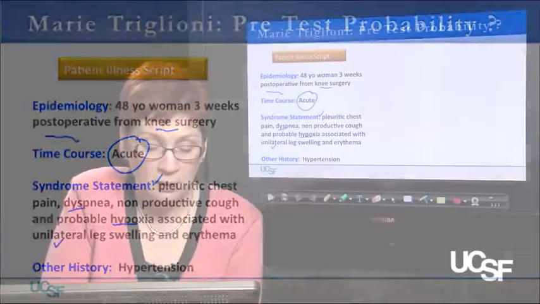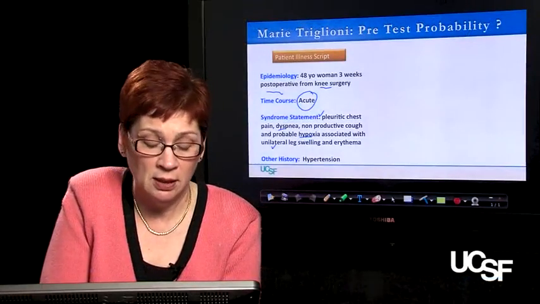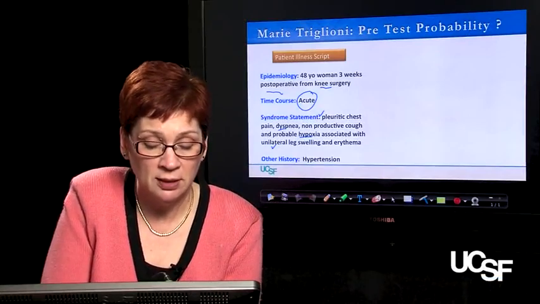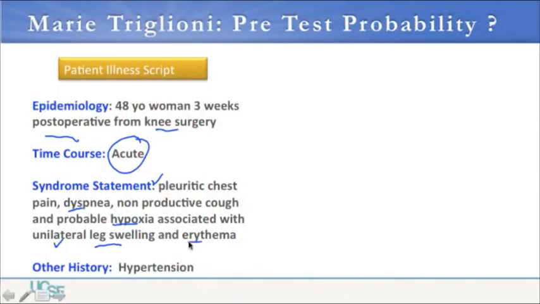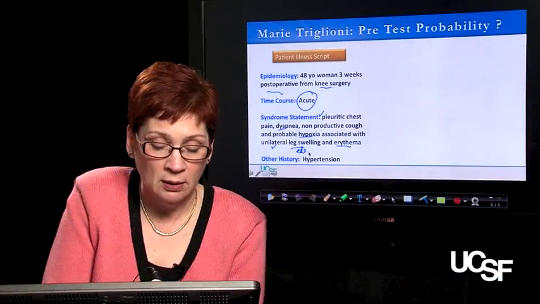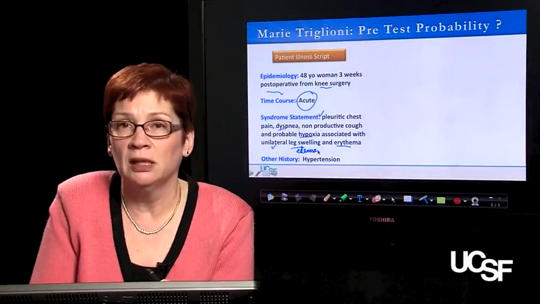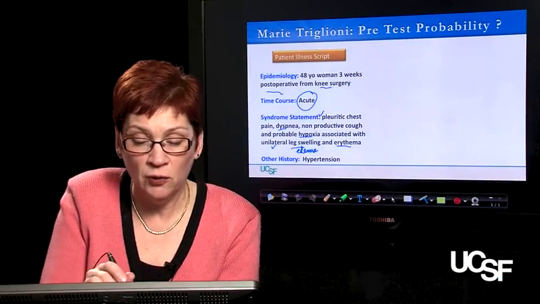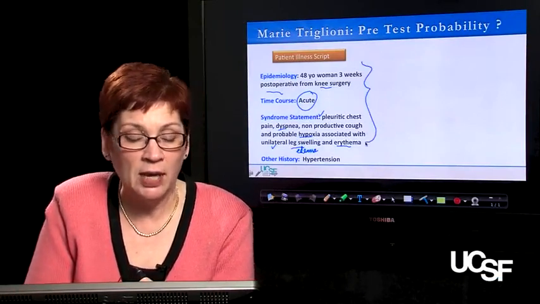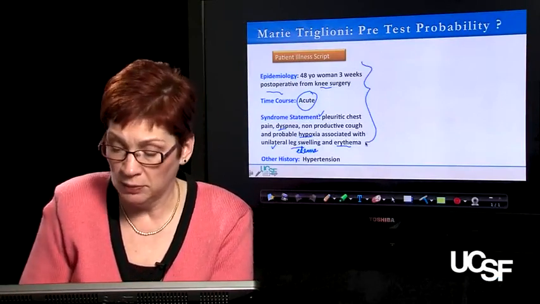Associated with unilateral, distribution-based processing, leg swelling and erythema. And we could call this edema if we wanted to process a little bit more. And her other past medical history is hypertension. So we're looking for a disease that matches this patient's illness script.